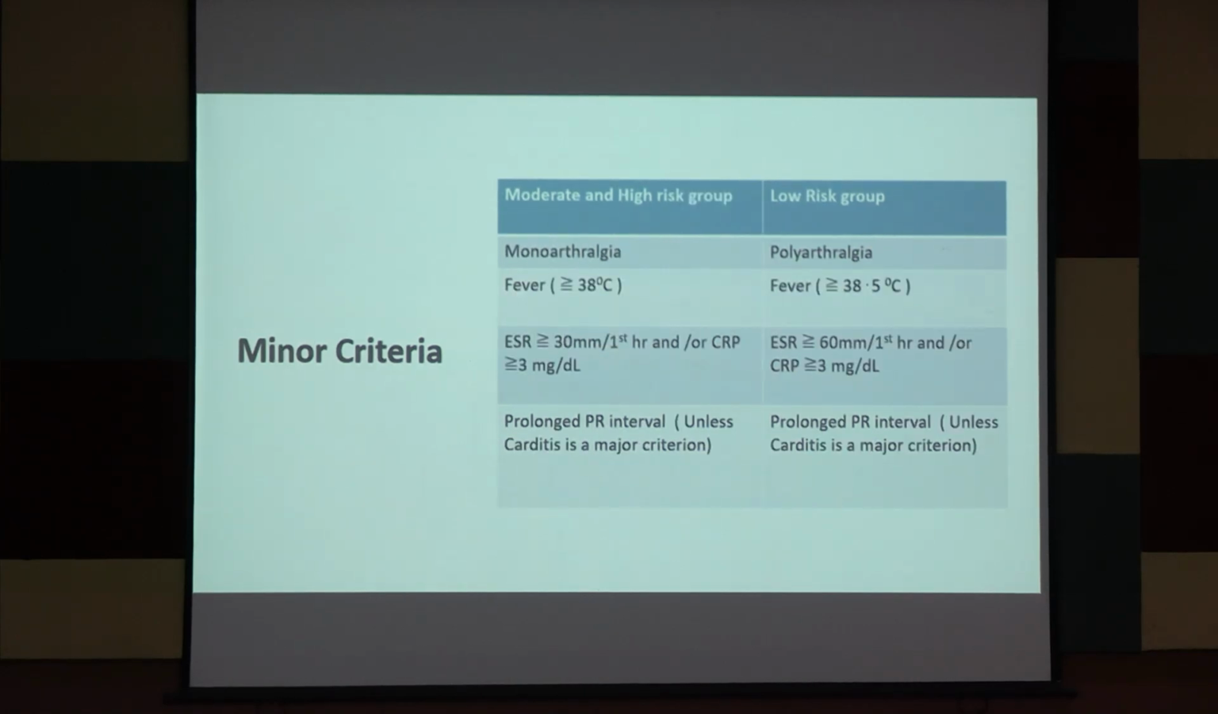There are some minor criteria also. You see the minor criteria. Here you see the high risk group, monoarthralgia. Here is the low risk group, polyarthritis. Fever is present in both cases, ESR and CRP raised are present in both cases, and prolonged PR interval. They are present in both cases.